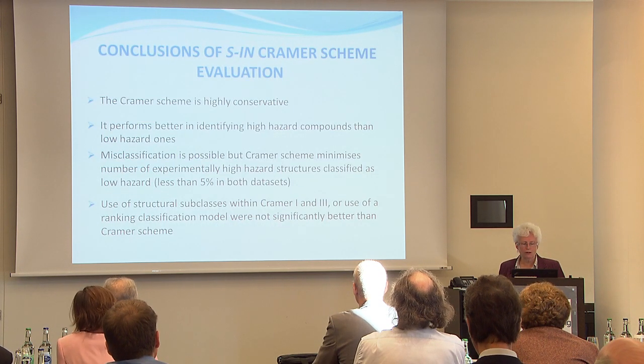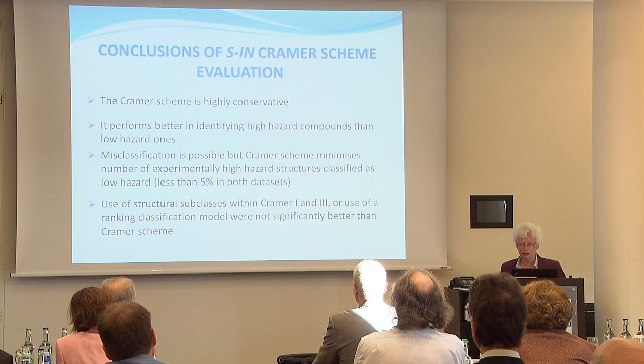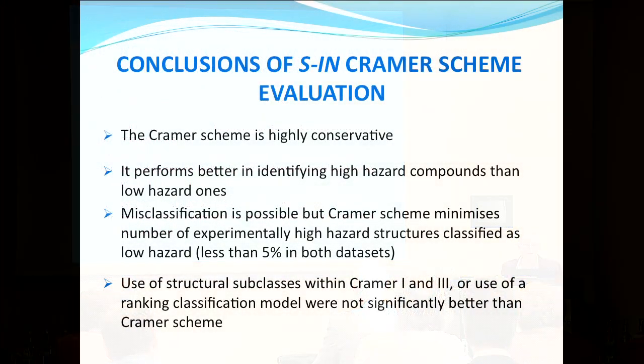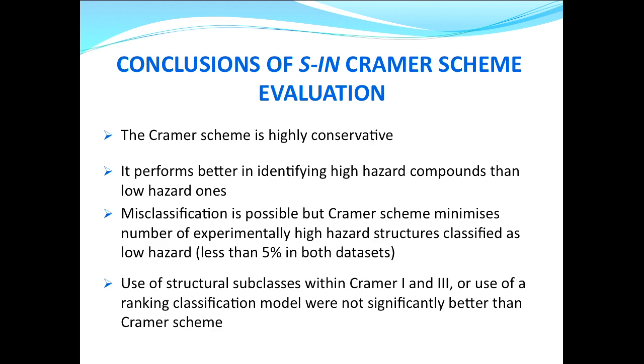So SIN's work led to several conclusions: that the Cramer scheme is highly conservative. It performs much better in identifying high hazard compounds than low ones, and that's what you really are seeking from a screening tool. Misclassification is possible, but it's likely to be somewhere in the range of 0 to 5% chance of misclassification. And they did some further work trying to see if they could break the class 1 and class 3 substances in the Munro database down into other subclasses to see if that would provide a better model. And it didn't with those 600 or so substances in the Munro database.